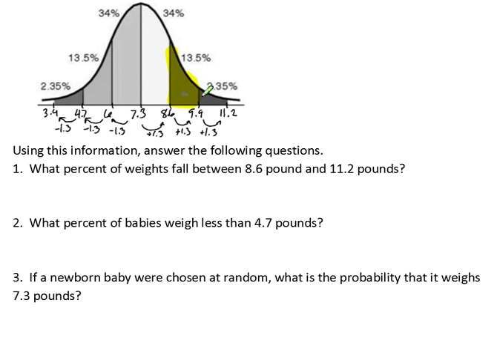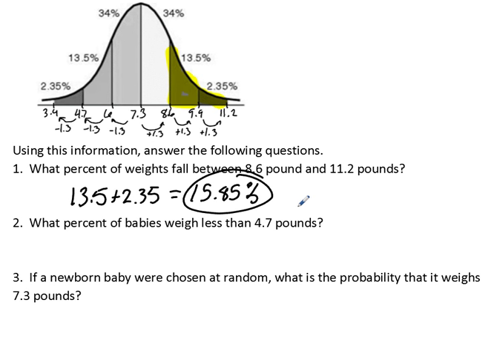the 13.5 as well as the 2.35. So all I have to do is add those two together. 13.5 plus 2.35, and I get 15.85%. So what percentage of babies have a weight between 8.6 and 11.2? 15.85% of babies are that heavy.